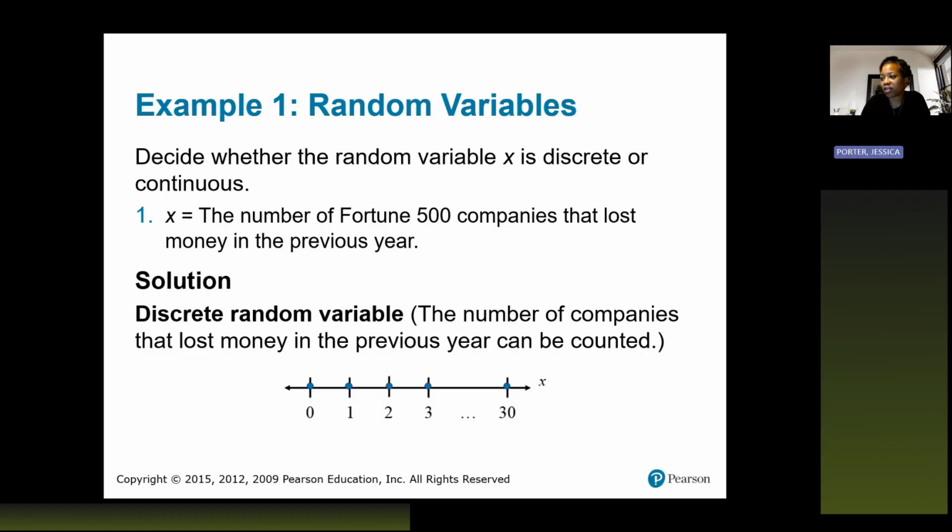Anyway, let's determine some on our own. Oh, wow, it gave you the answer already. But here's an example of a discrete random variable: the number of Fortune 500 companies that lost money in the previous year. We can count the number of companies. We're not going to have half of a company, or 0.6 of a company. It's going to be a company or not. Okay.